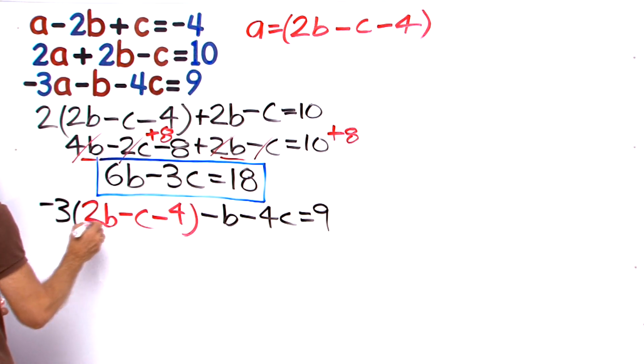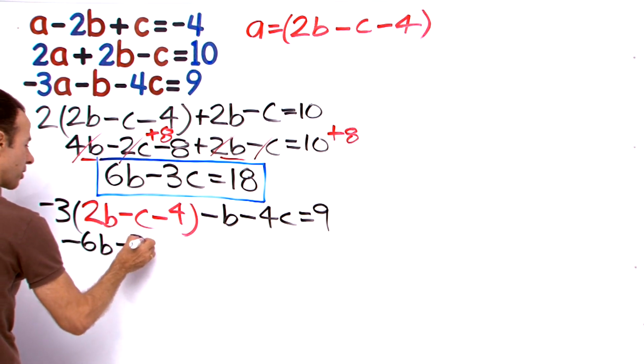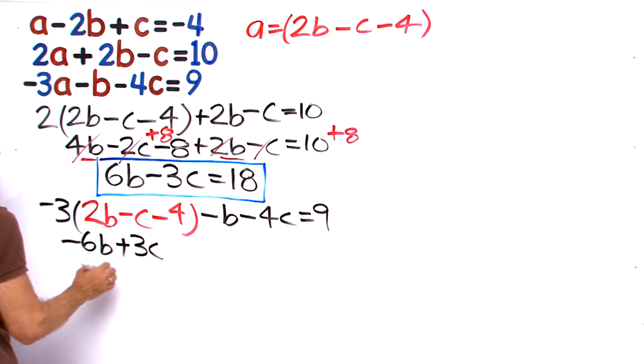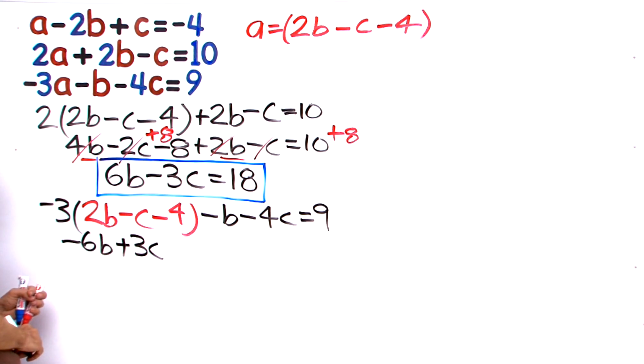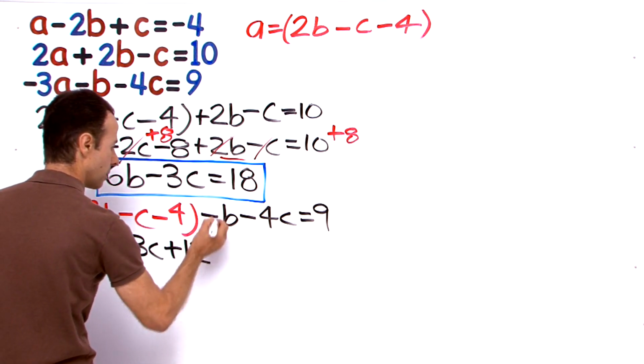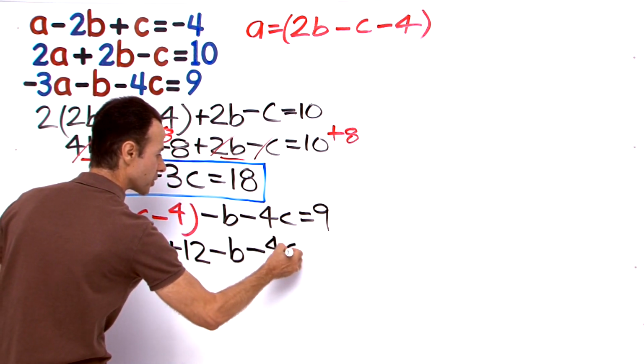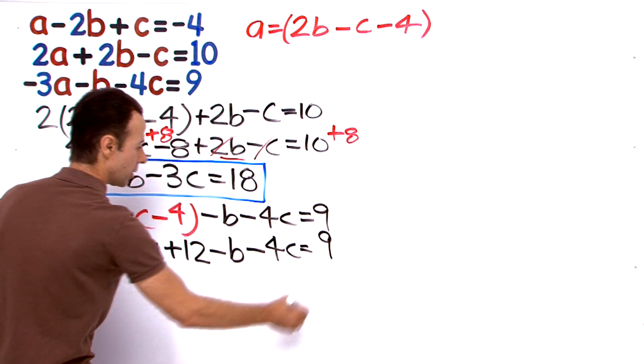Okay, let's expand this. 3 times 2, that's minus 6B. Minus 3C, actually plus 3C. Minus and a minus is a plus, right? And we've got a negative 3 and a negative 4, multiply those, it's going to give us a positive 12. Minus B, bring down that minus 4C equals 9.